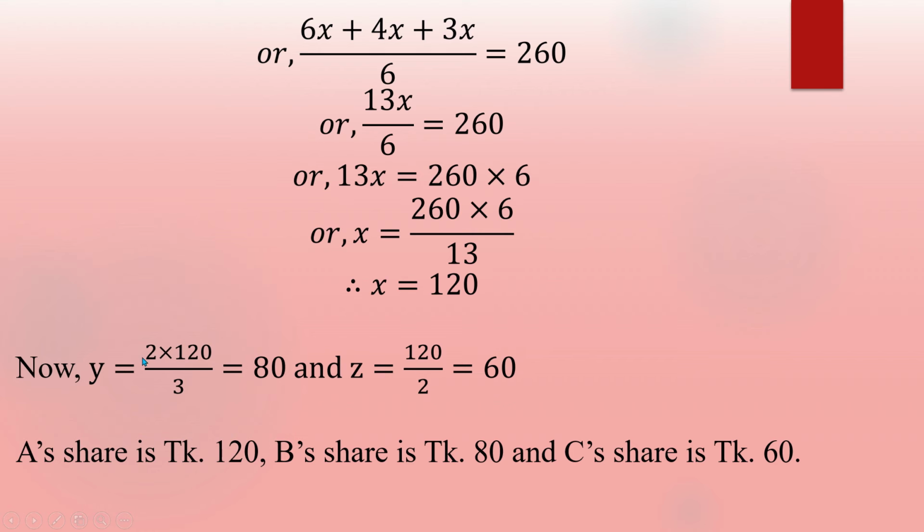Now y is equal to 2 into x by 3. But x is equal to what? x is equal to 120. So 120 by 3 equals 40, and 40 into 2 means 80. And z is equal to x by 2, but x is equal to 120, so 120 divided by 2 means 60. Therefore, A's share is taka 120, B's share is taka 80 and C's share is taka 60. This is the required answer.